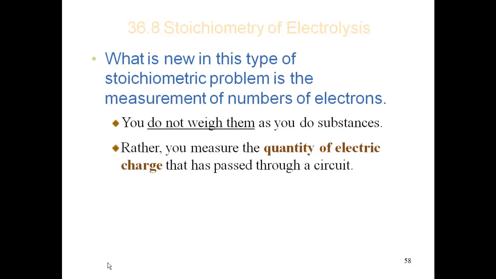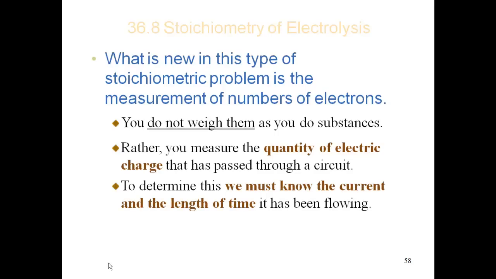So rather, what we do is we measure the quantity of electric charge that has passed through the circuit and relate that to the moles of electrons. To determine this, we must know the current and the length of time it has been flowing. If we know the current and the length of time, then we can figure out how many moles of electrons have gone by, and we can relate that to the mass of something we're trying to calculate. Basically doing stoichiometry problems.